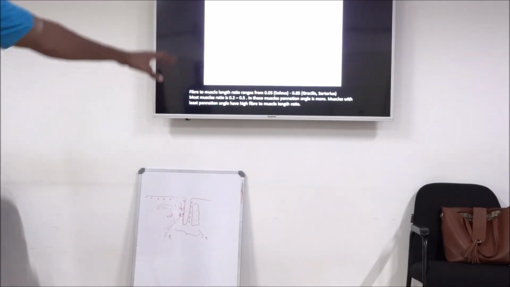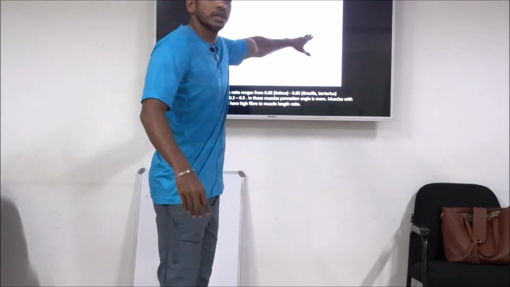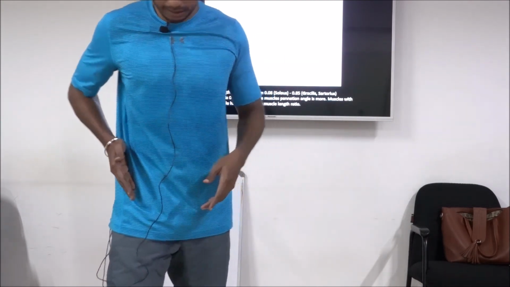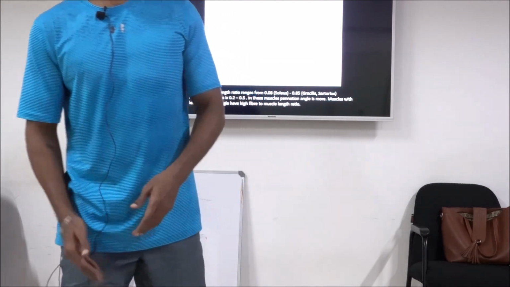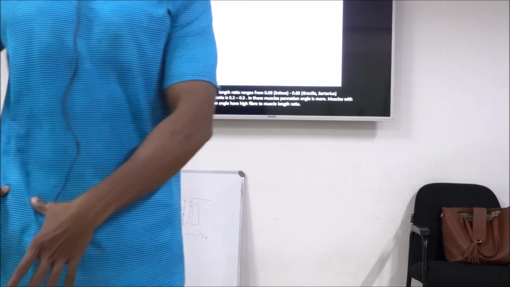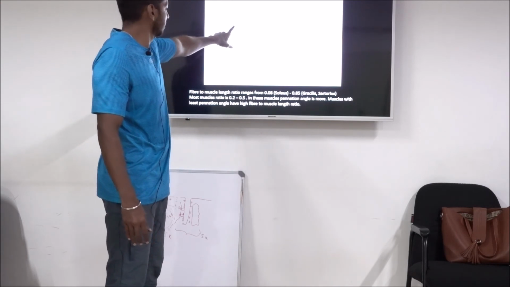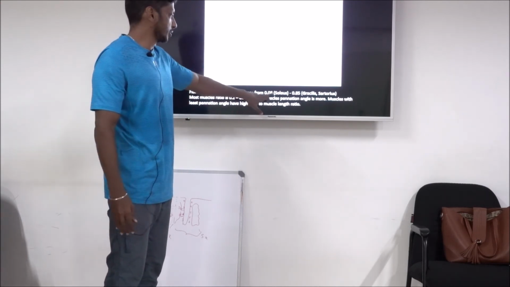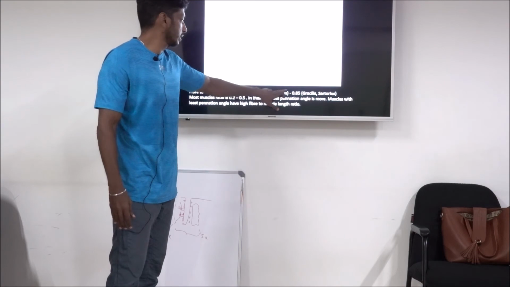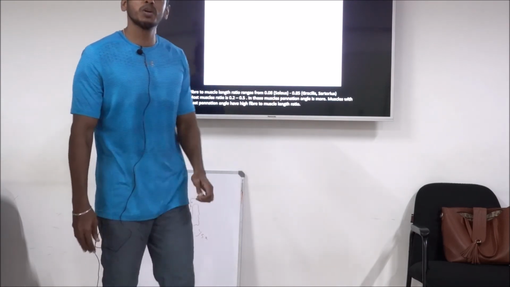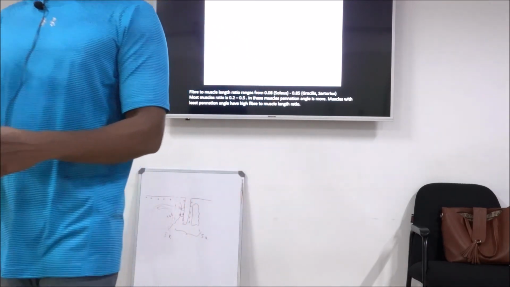Fiber to muscle length ratio. Okay, this is fiber to muscle length ratio. Understood? For example, in the sartorius, the fibers run along the entire length of the muscle, whereas in the soleus, the fiber to muscle length ratio is very less. So fiber to muscle length ratio ranges from 0.08 to 0.85. That means the soleus is very low. So how are the fibers distributed? Whereas the gracilis, sartorius, pectineus, all those have almost the entire length.